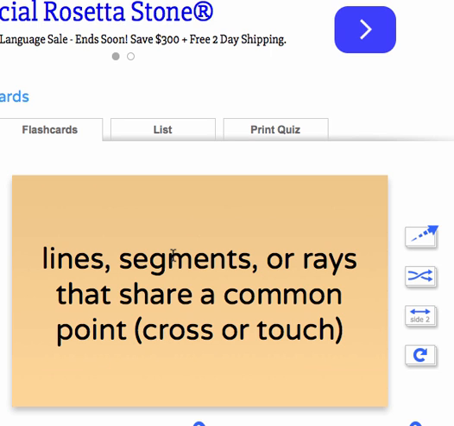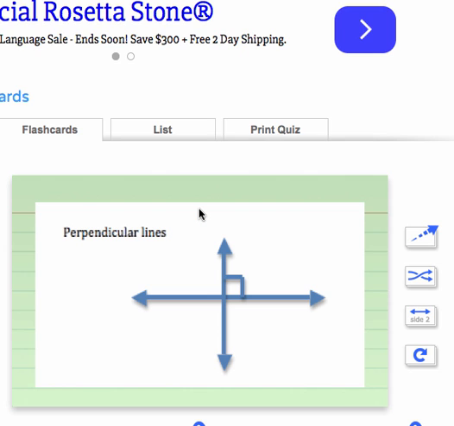Intersect. Line segments or rays that share a common point, so they either cross or touch. That means that the line segments or rays either cross or touch.